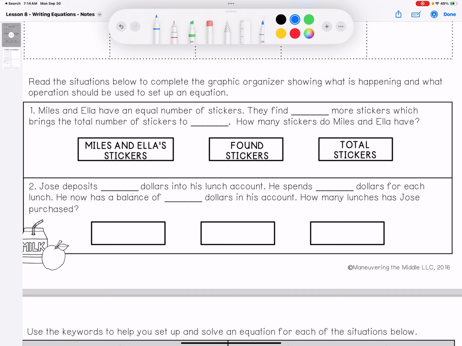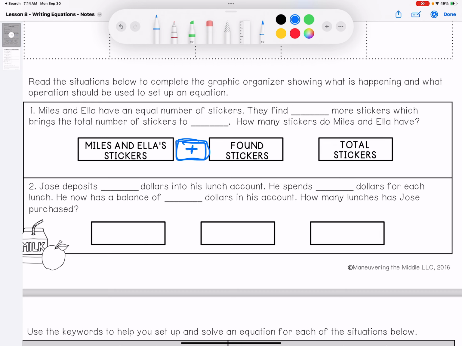All right, so it says Miles and Ella's stickers. What is the operation that needs to go right there between those? Let's reread the question. They have an equal number of stickers. They find, so find means we need to do what? And it brings the total number. Look up there where it says total. It says it under add.